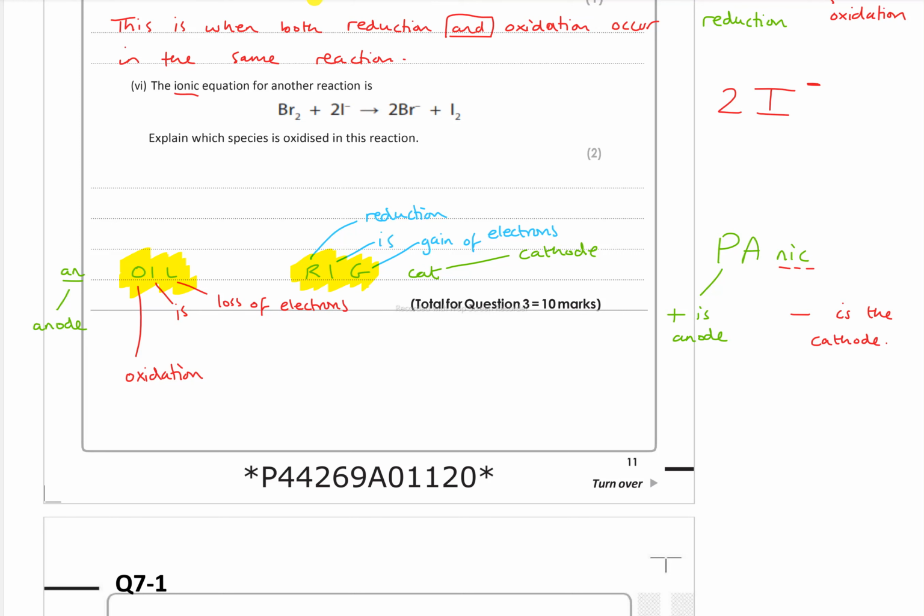So all that information has been given. Remember it as OIL RIG CAT. Oxidation occurs at the anode, reduction occurs at the cathode. OIL stands for oxidation is loss of electrons. Reduction is the gain of electrons. So now, if you look, bromine has gained an electron, so it's been reduced.